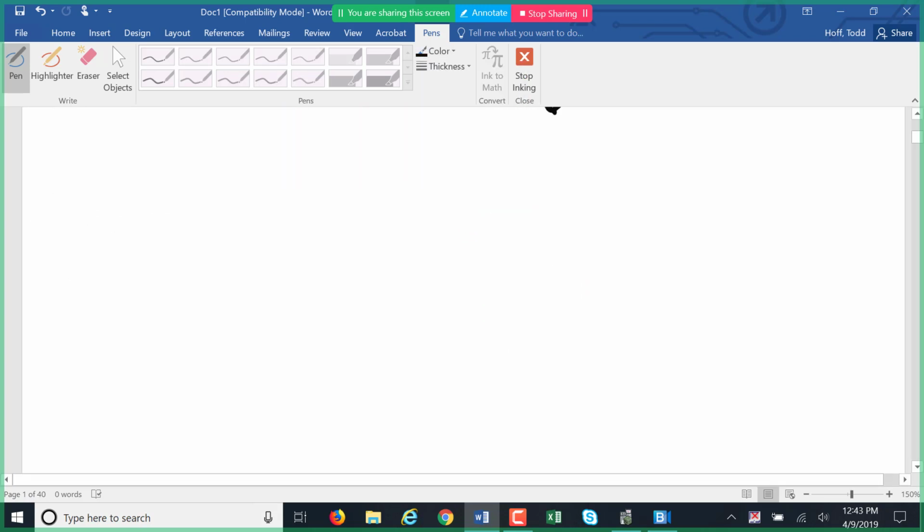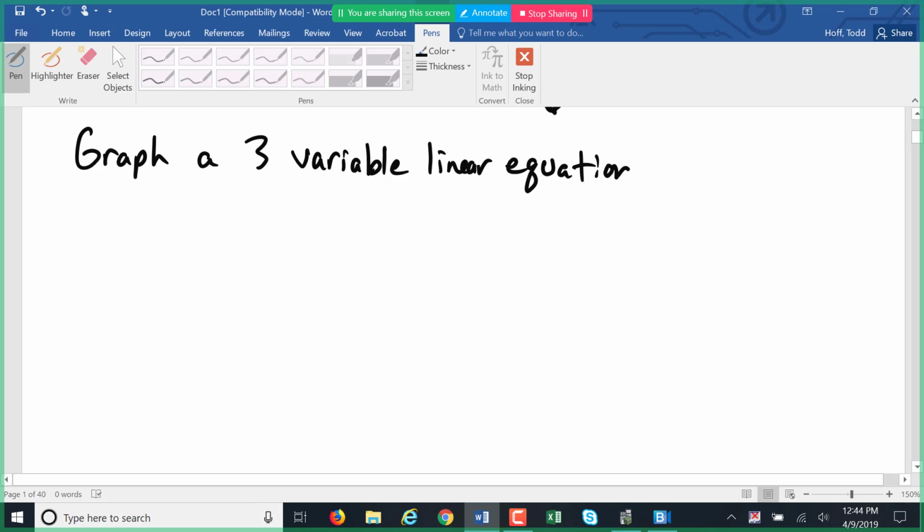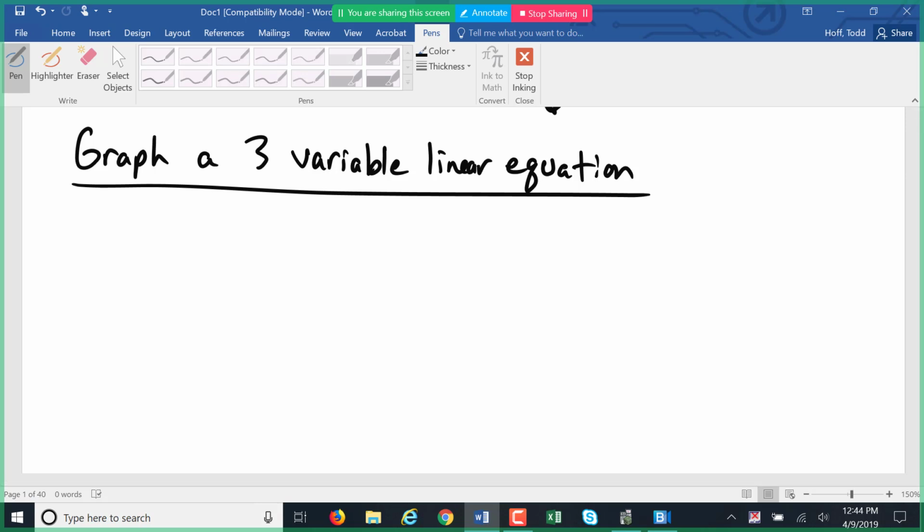So what we're going to look at, if you wanted to graph a 3-variable equation, unfortunately, in 2 variables, a linear equation created a line on our graph. That's because it was a 2-dimensional graph. It reduces it to a single dimension. Unfortunately, in 3 variables, since you have 3 dimensions, the linear equation actually is a plane.